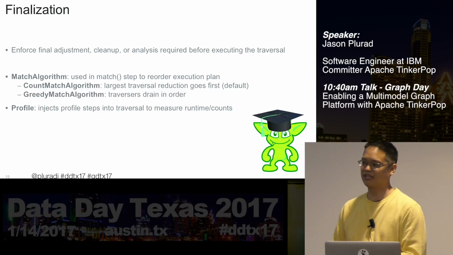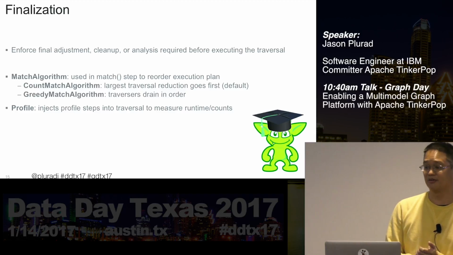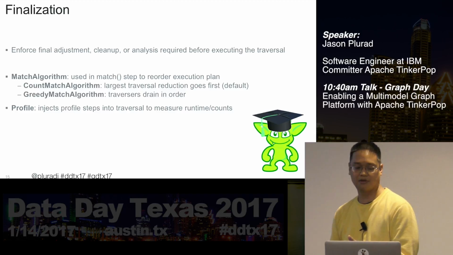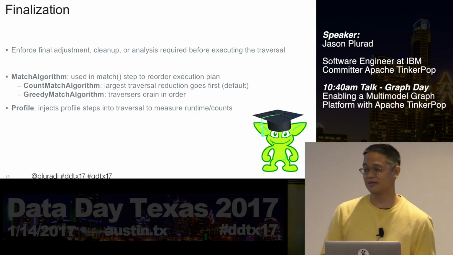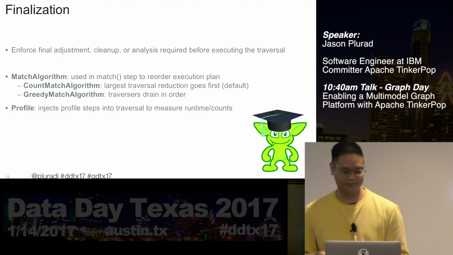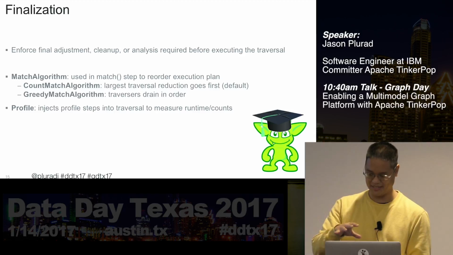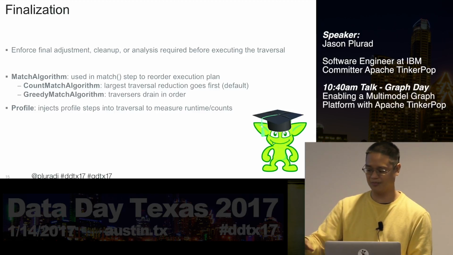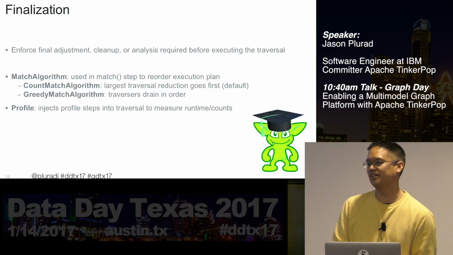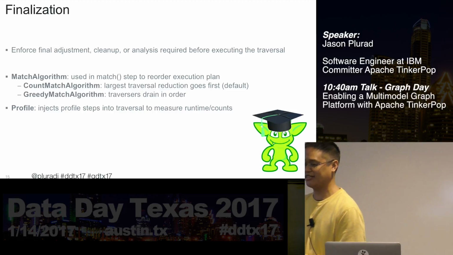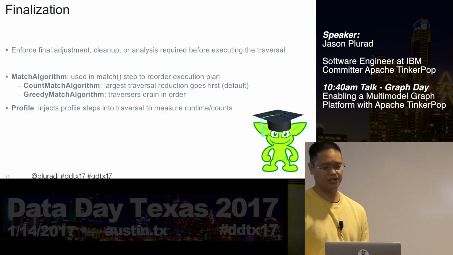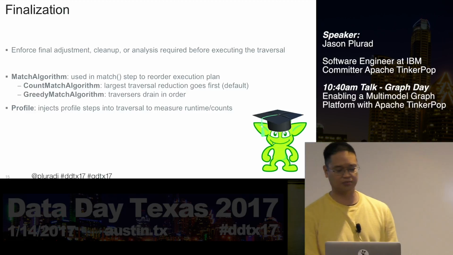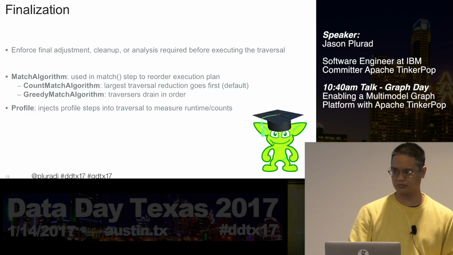Profile step is another interesting one. This is how you can keep track of your overall performance of a query. So what it ends up doing is it adds a profile step onto each step within your traversal. So that way we can keep track of the number of traversers at that specific point, how long that step took to run. It's a great way to keep track of potential bottlenecks in your queries.